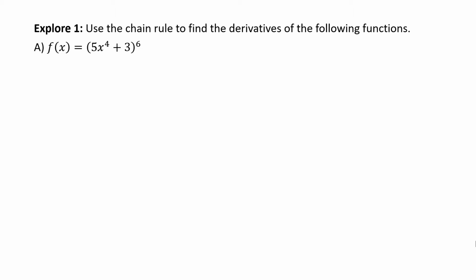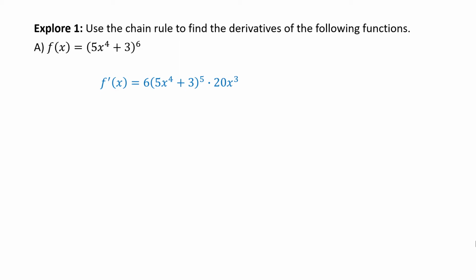Explore. Use the chain rule to find the derivatives of the following functions. Part A. f of x equals the quantity 5x to the fourth plus 3 raised to 6. Using the chain rule, you would say f prime of x is equal to 6, because we bring the power down, and then the quantity 5x to the fourth plus 3 all raised to 5, because it's 1 power less, times the derivative of the inside function.